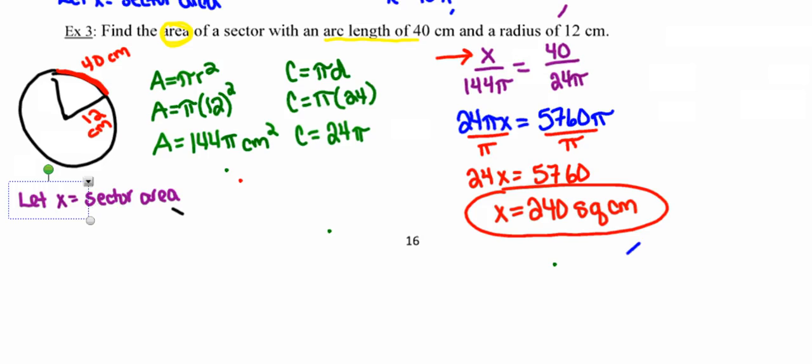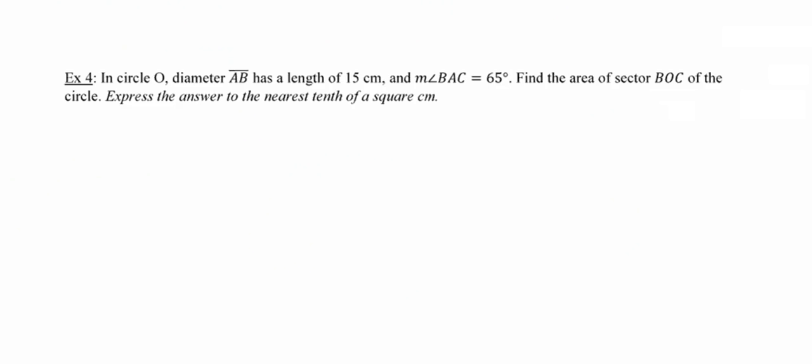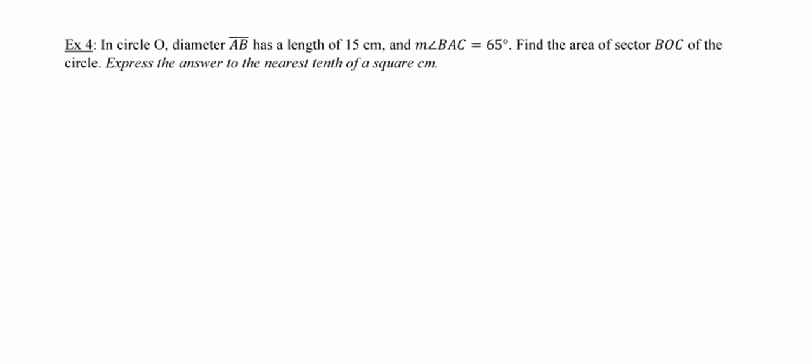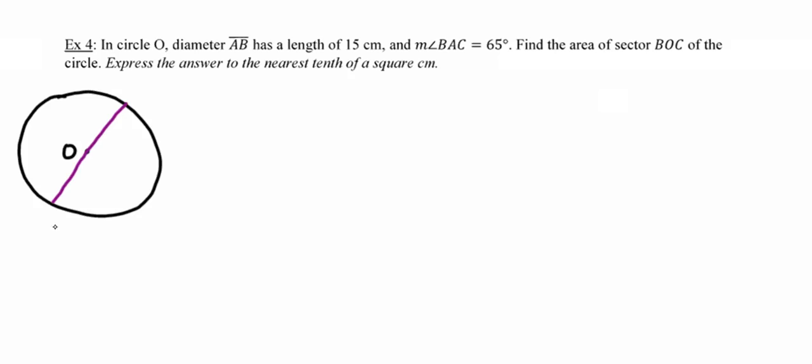All right, I do want to take a minute and look at this one up at the top of the next page with you because it's a little bit different. This one talks about circle O. And unlike the last one that we did, there's no picture. So I'm going to go ahead and draw a picture. There's a circle with O as its center. Diameter AB has to pass through circle center O. And that diameter has a length of 15 centimeters, making each radius 7.5.